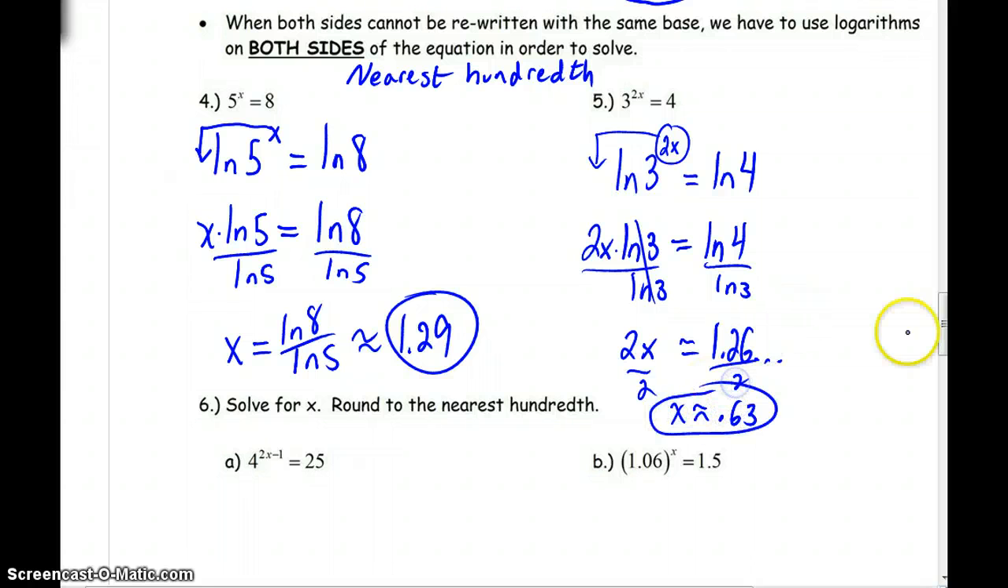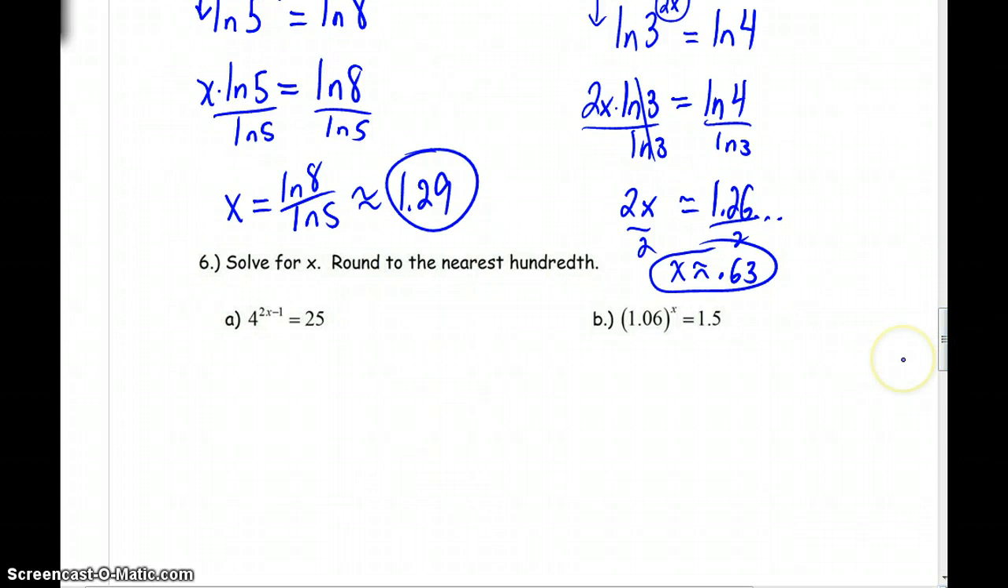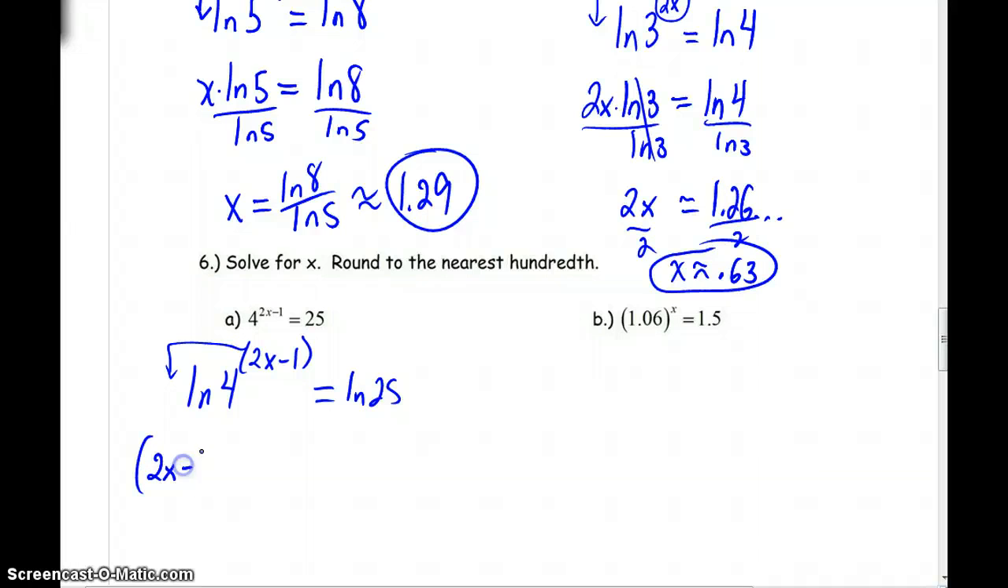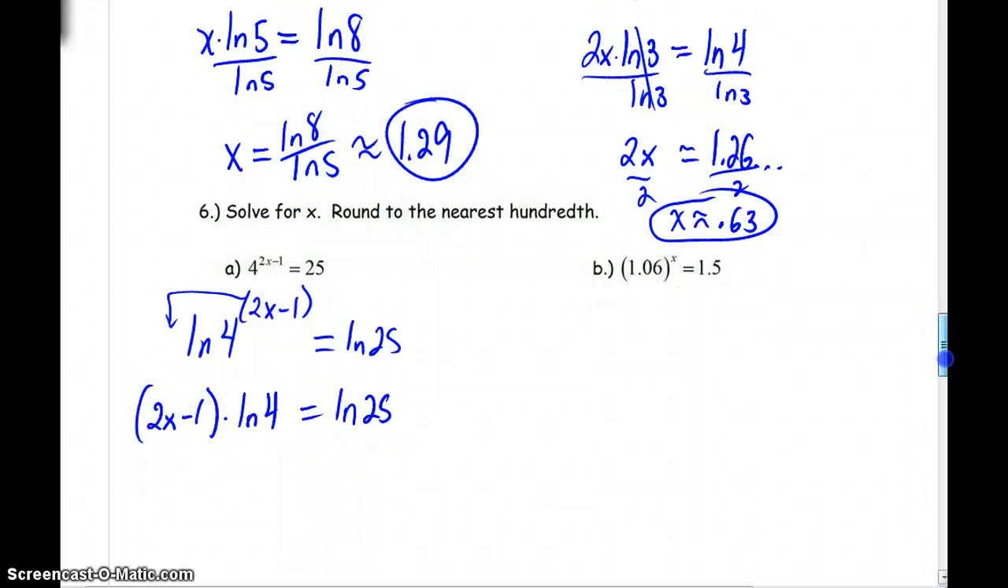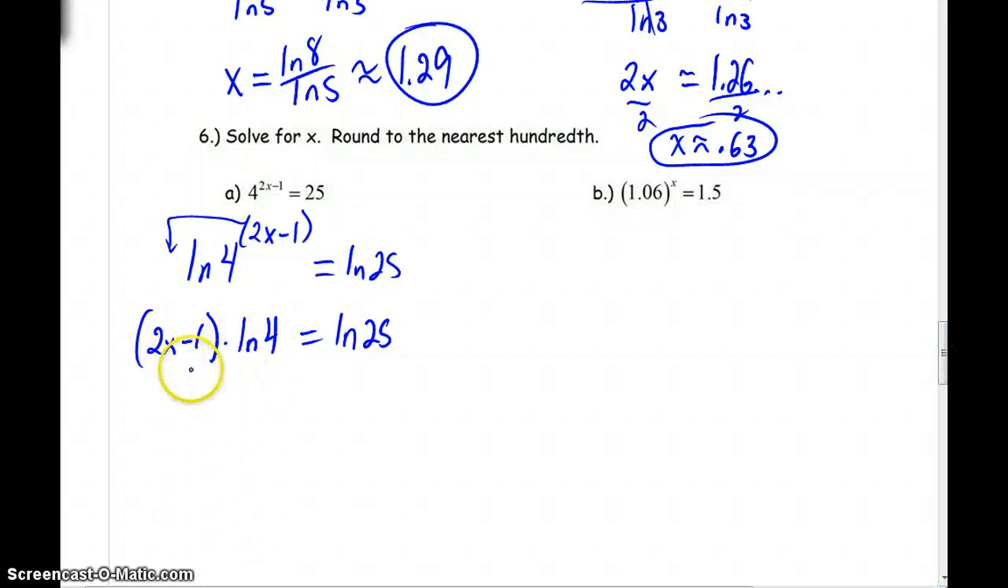Okay, we've just got more of the same right here for number 6. Going to the nearest hundredth once again, this is slightly more complicated. Obviously 4 and 25 do not have the same base. So I'm going to take a natural log on both sides. I also put parentheses around the 2x minus 1 deliberately because all of this is coming down to be multiplied out in front of the natural log of 4.